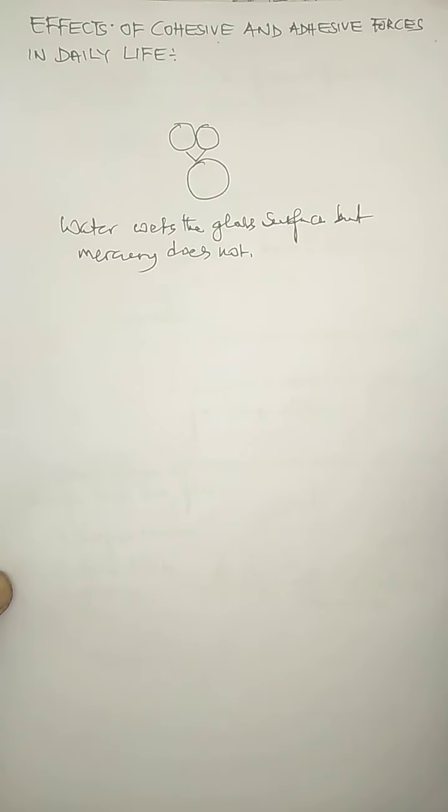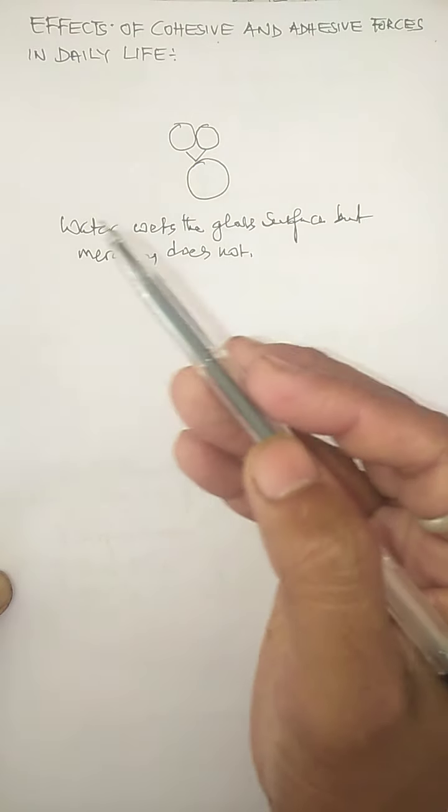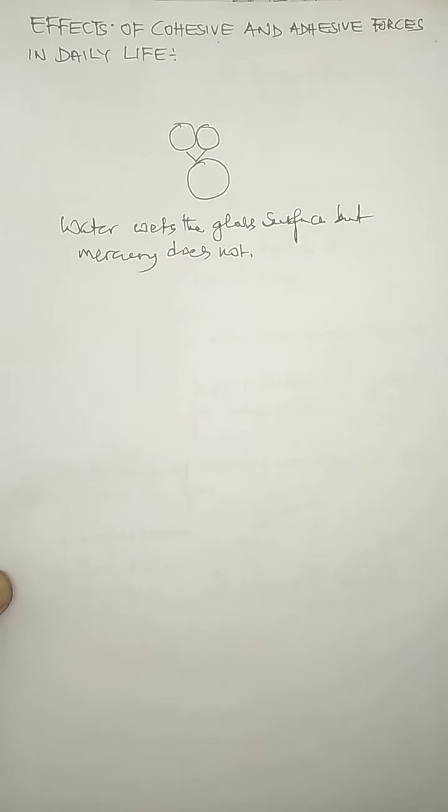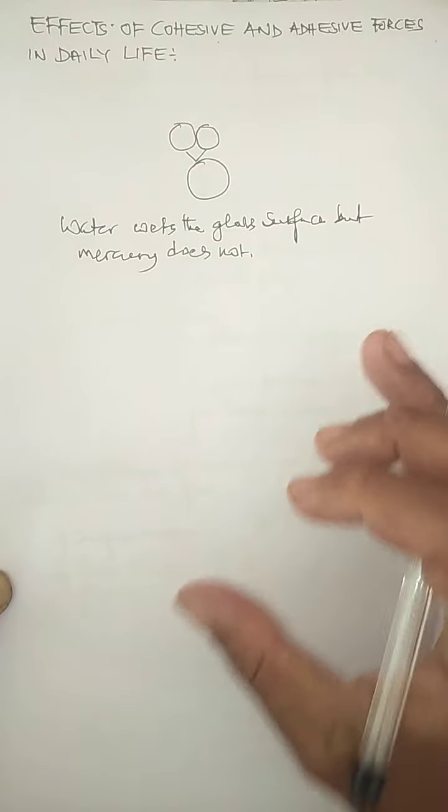Now, to understand in detail about this cohesive and adhesive force, why water wets the glass surface and mercury does not wet the glass surface, you will learn in the next YouTube video. Meaning we will continue with the same concept in the next YouTube video.